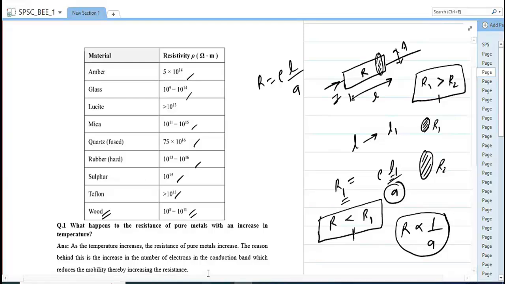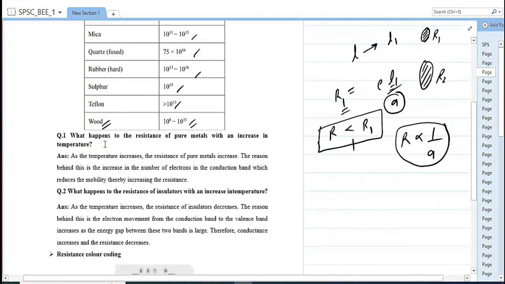Okay. One small question is written here. What happens to the resistance of a pure metal with an increase in temperature? With an increase in temperature, what will happen? Just tell me what will happen. Let's say this is the material whose resistance is R. Now I apply some fire here to increase its temperature. So its electrons will get excited, collide very fast, and participate in a much faster manner. Now what will happen?